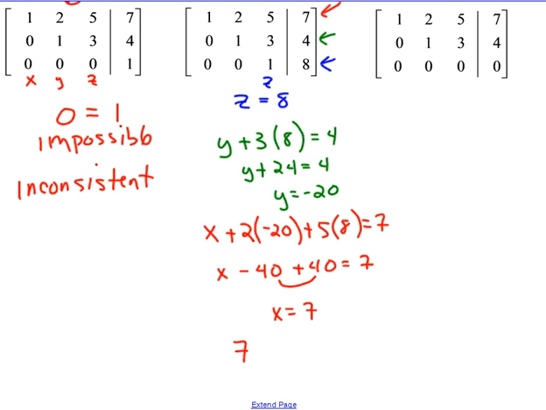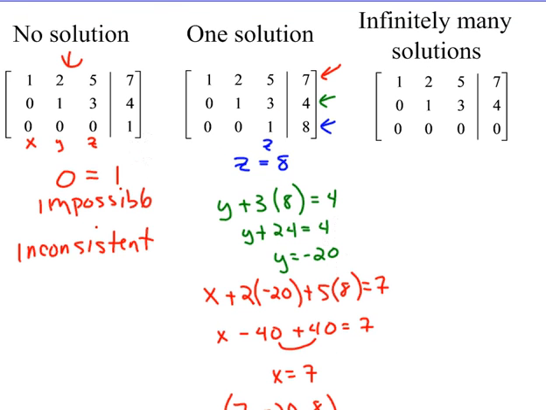So there's one solution, and only one. 7, negative 20, and 8. Now the final option is infinitely many solutions.